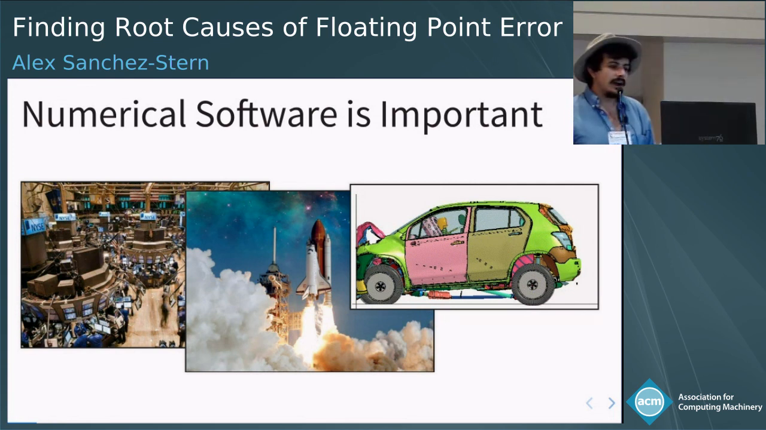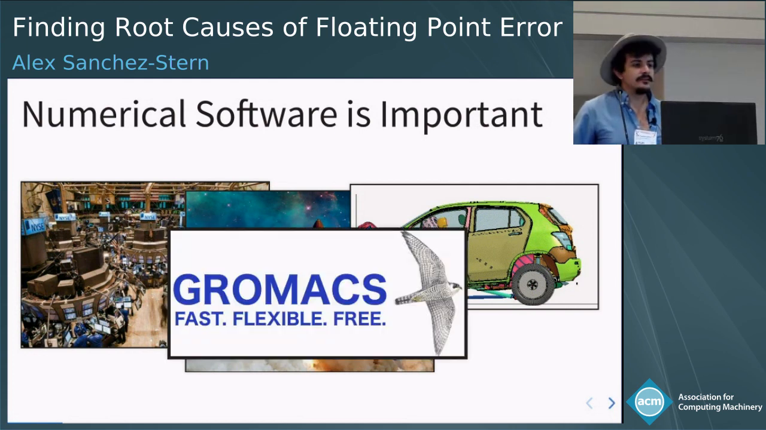So for example, GROMACS is a big piece of numerical software that we use for developing medicine and doing other molecular dynamic simulations. And it makes heavy use of floating point. So I'm gonna look at another example here in a little bit more detail.